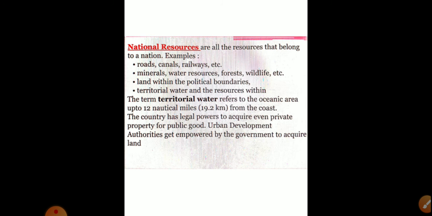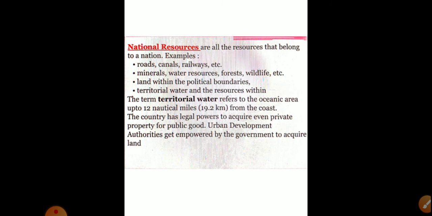National resources are technically all the resources belonging to the nation. The country has legal power to acquire even private property for public good. You might have seen roads, canals, railways being constructed on fields owned by some individuals.